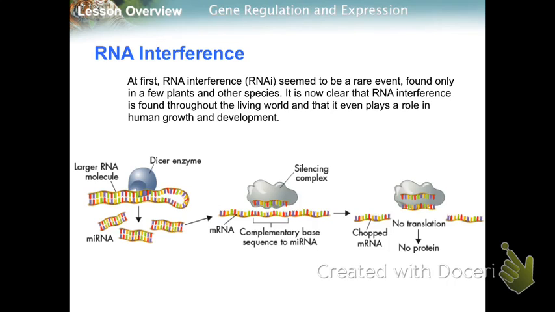First, scientists thought that this was rare, found only in some plants and other species, but as a closer look has been taken, it's been shown that RNA interference is found throughout the living world, and it even plays a role in human growth and development.